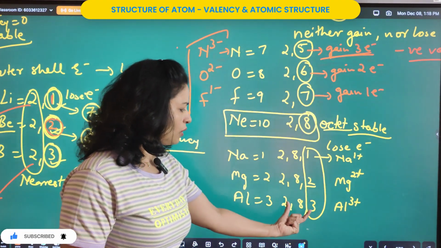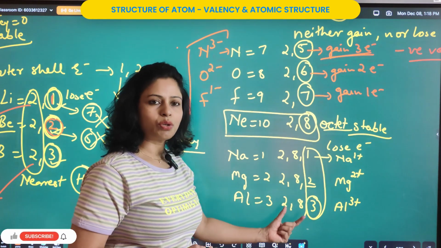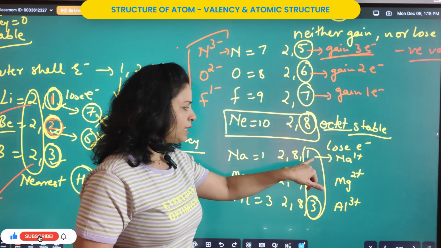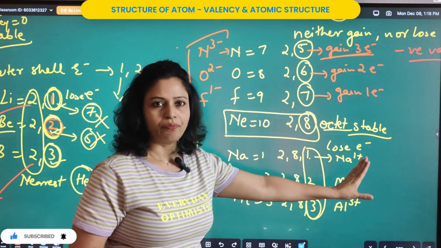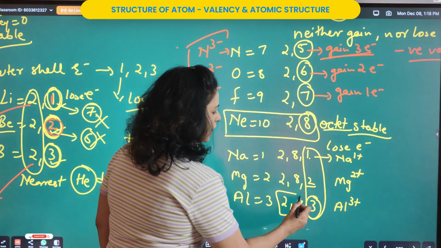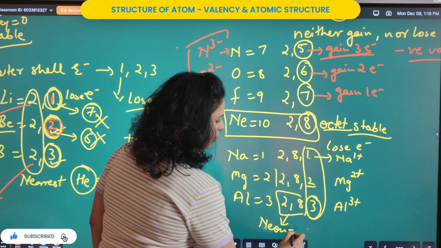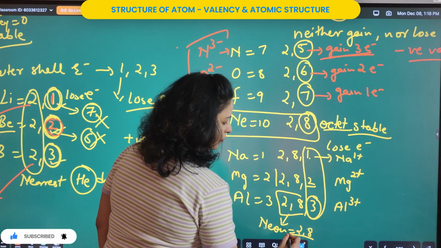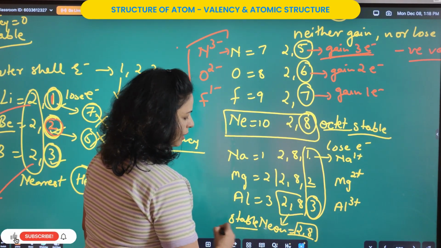So when you know the electronic configuration and you know how many electrons it has in the outermost shell, if the outermost shell is having 1 or 2 or 3 electrons, they always lose. Which configuration will it attain to lose? It will attain the nearest neon. Neon configuration is 2, 8. It will attain neon configuration to become stable.